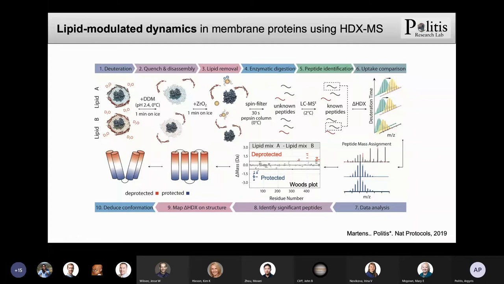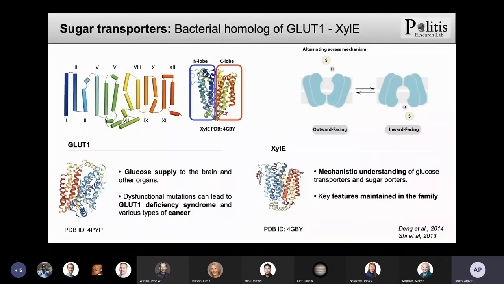I will talk a little bit about the sugar transporters and the XylE transporter. That's a xylose transporter that operates with an alternating access mechanism, where the substrate, xylose, and the proton bind on one side of the membrane, and then they move to the other side of the membrane. We have two main conformations: the outward-facing conformation and the inward-facing conformation. These conformations are quite difficult to study with cryo-electron microscopy, because they are symmetrical and it's difficult to tell the orientation with cryo-EM, but with HDX mass spectrometry, we can map that information quite easily.